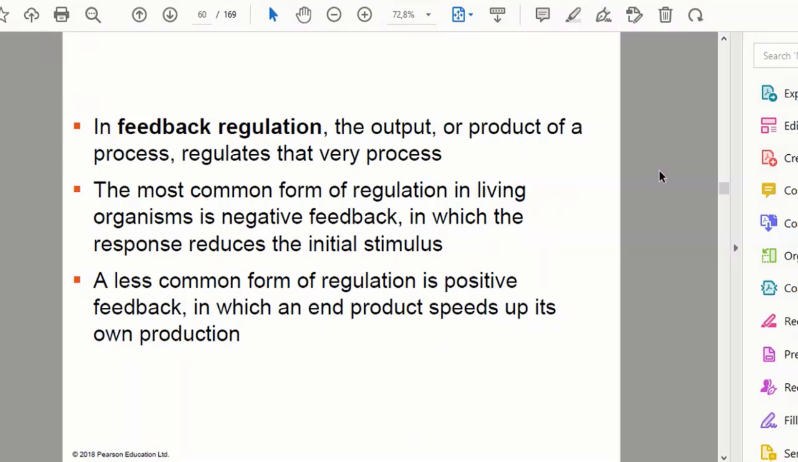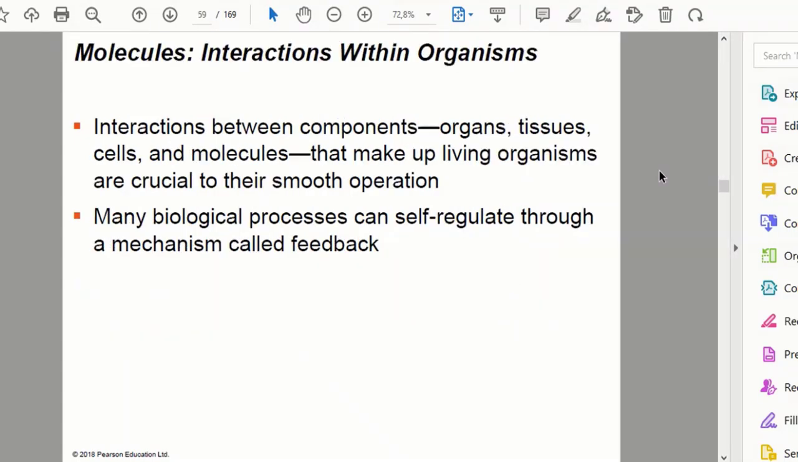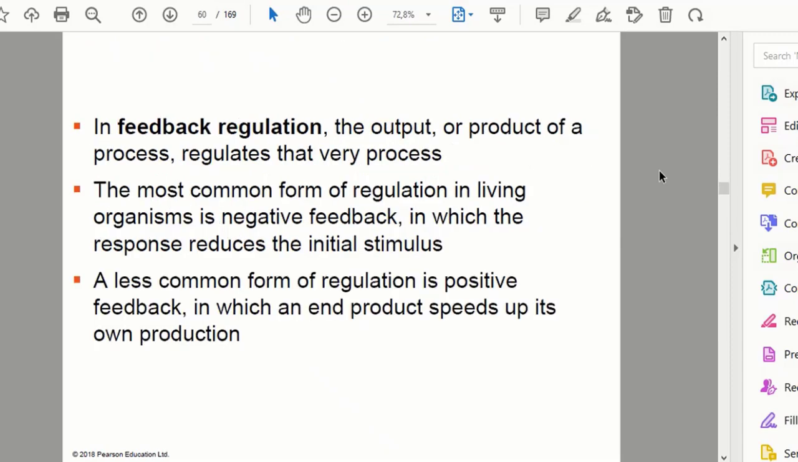There is feedback regulation, which we talked about in the previous slide. That is the biological process that can self-regulate through the mechanism. And this feedback has two types, which are negative feedback and positive feedback. A negative feedback is the one in which the response reduces the initial stimulus, but the positive feedback is the one in which the end product speeds up its own production. So that's the difference that you may want to look at.